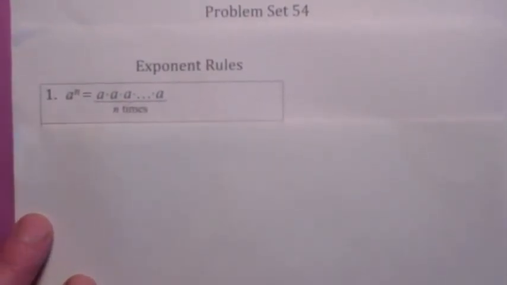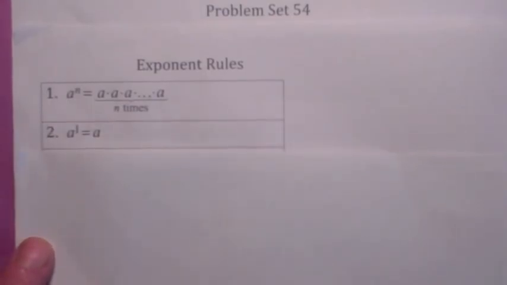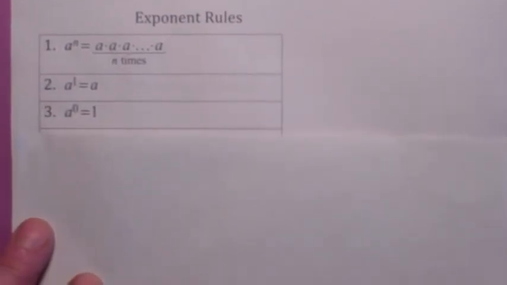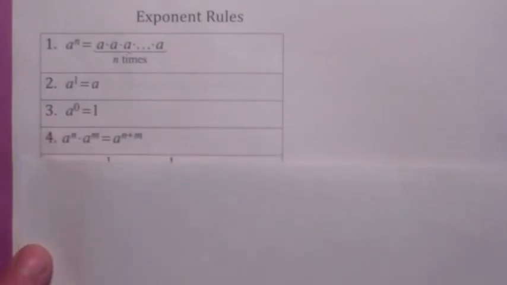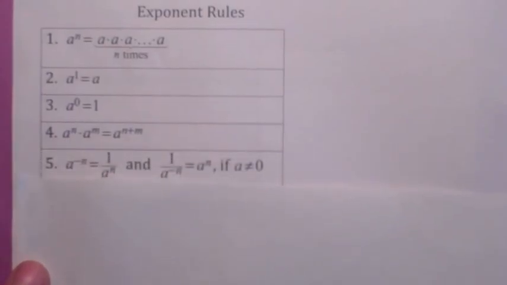If you have a base to a power, the power tells you how many times the base is multiplying itself. Anything to the first power is itself, right? Anything to the zero power is 1. When you have two expressions that are being multiplied with the same base, you can add the powers, right? Keep the base the same and add the powers.